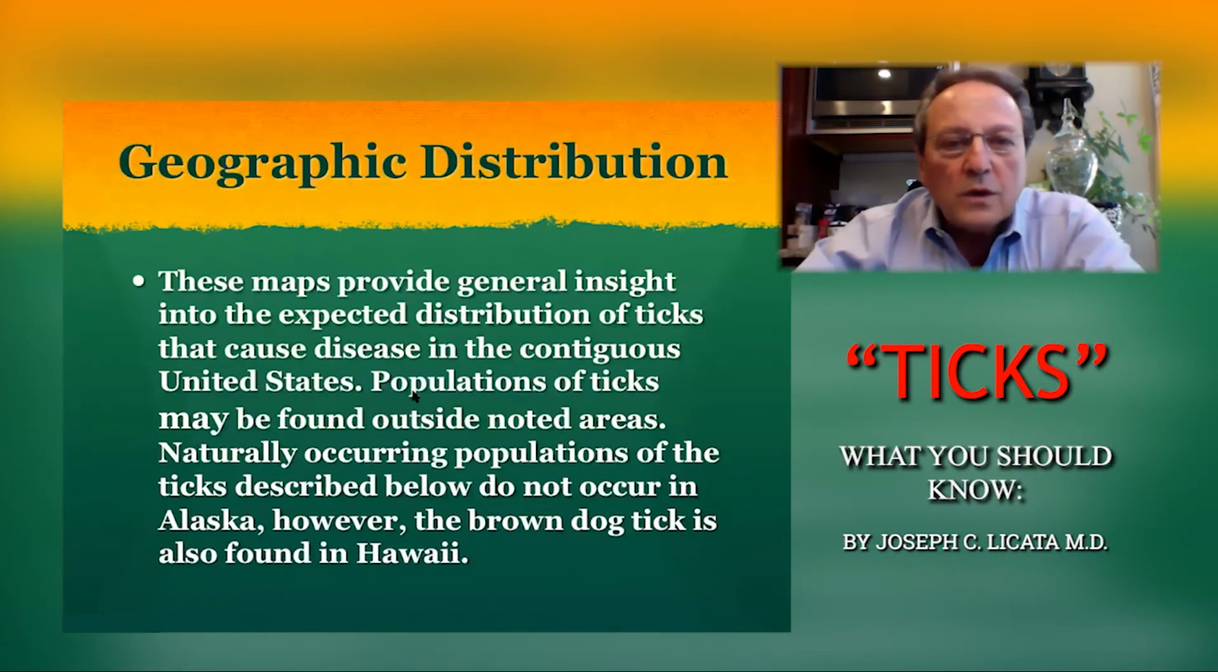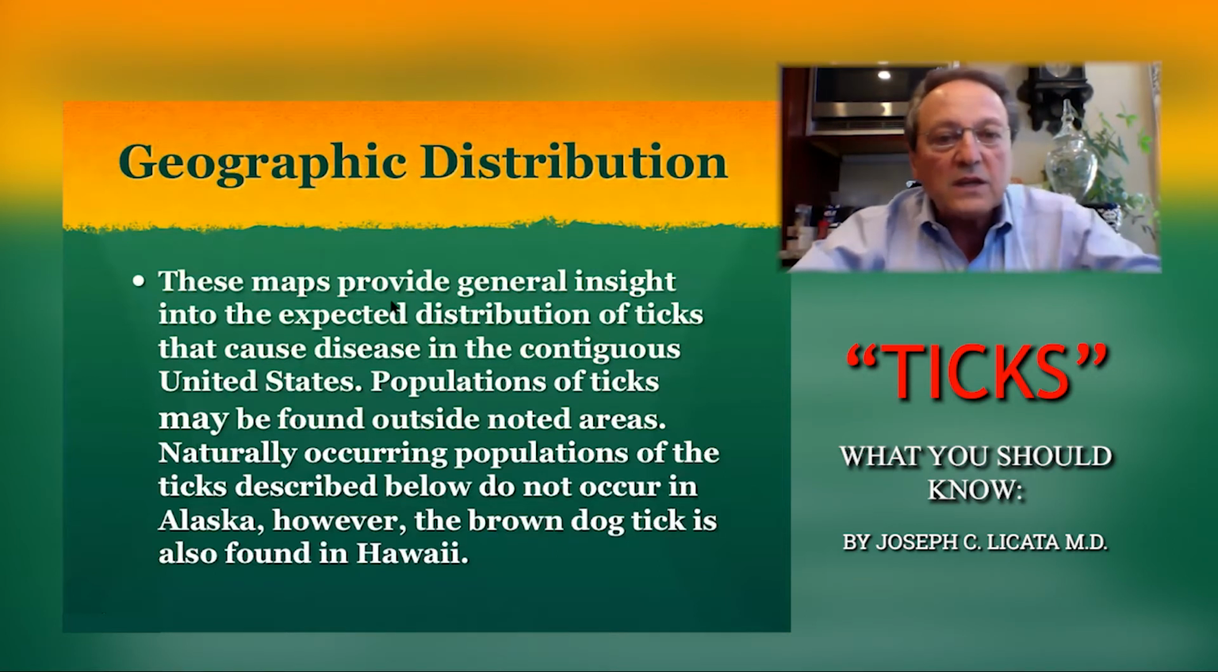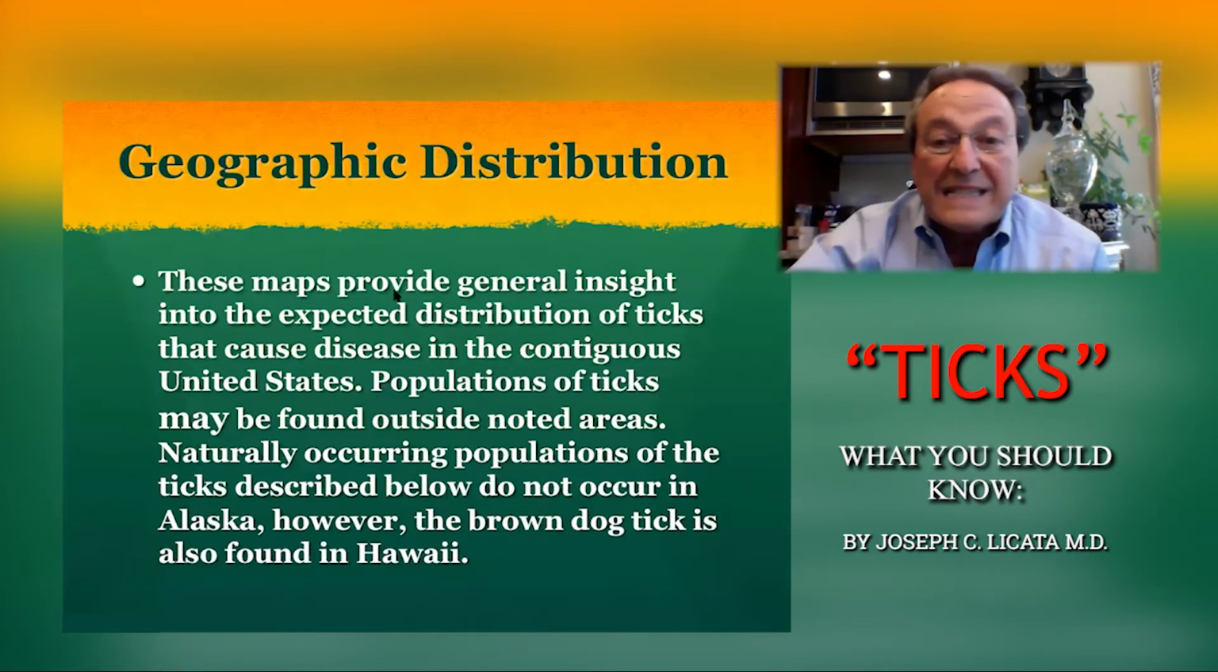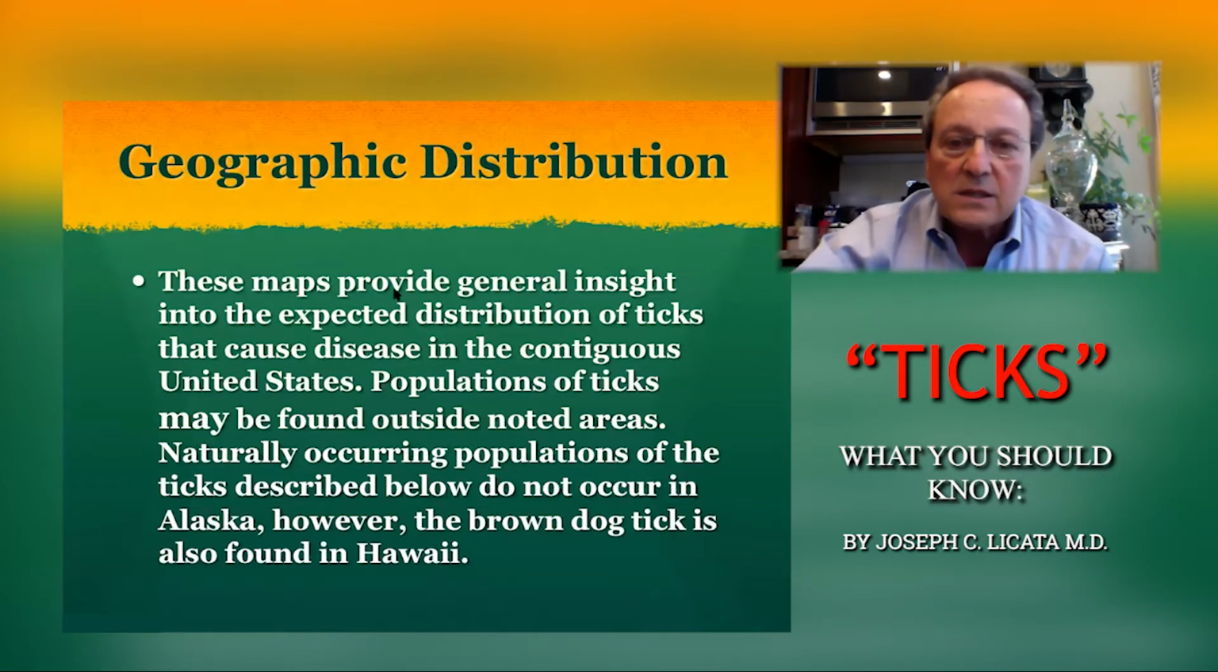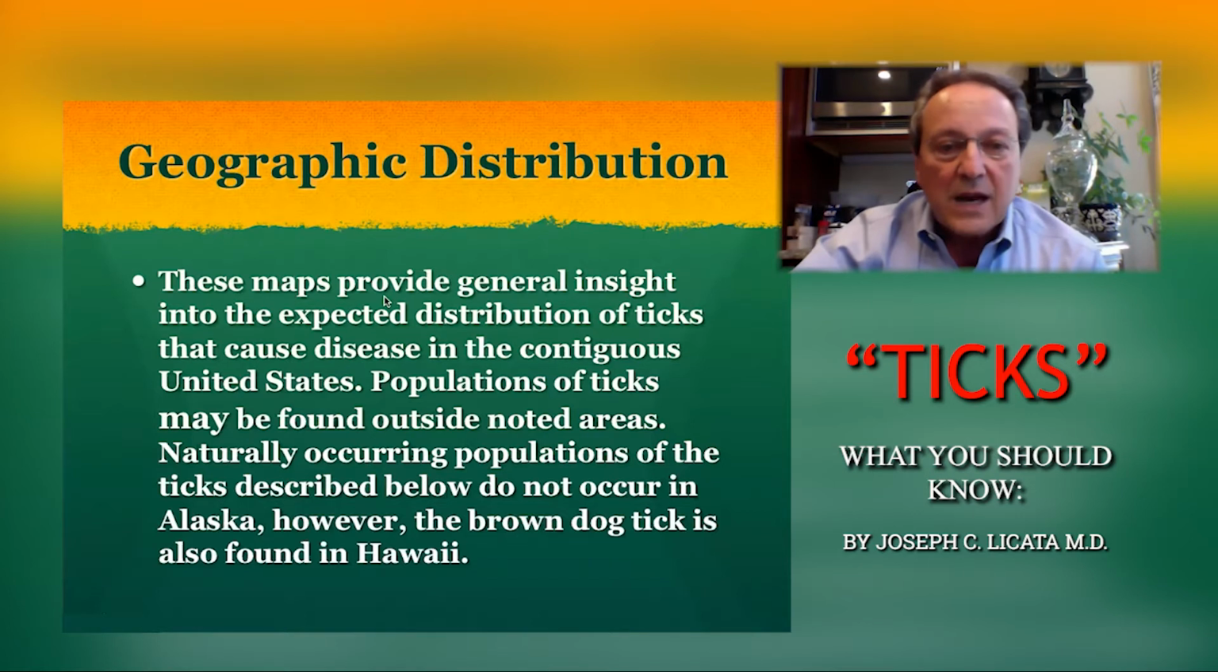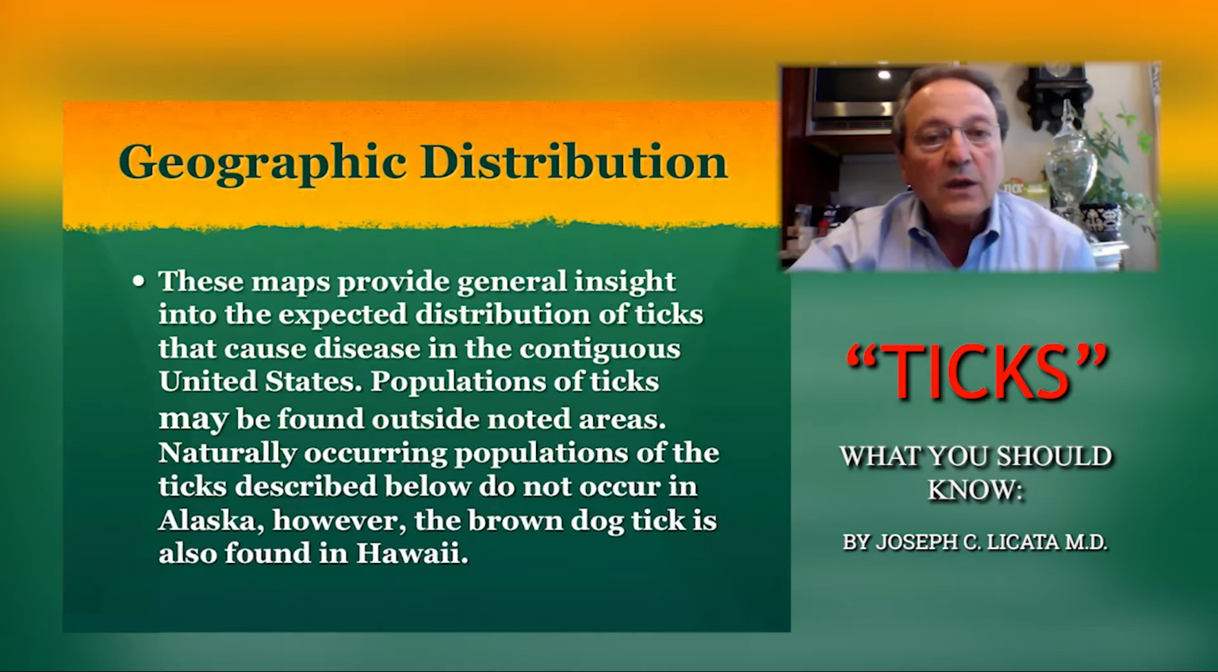I've also put together some geographical distribution of the different ticks. These maps provide a general insight into the expected distribution of ticks that cause disease in the contiguous United States. Populations of ticks may be found outside these areas. Naturally occurring populations of ticks described do not occur in Alaska. However, the brown dog tick is found in Hawaii.